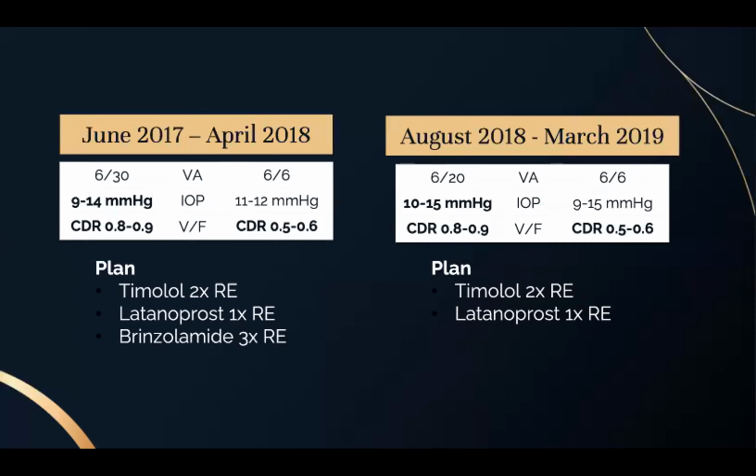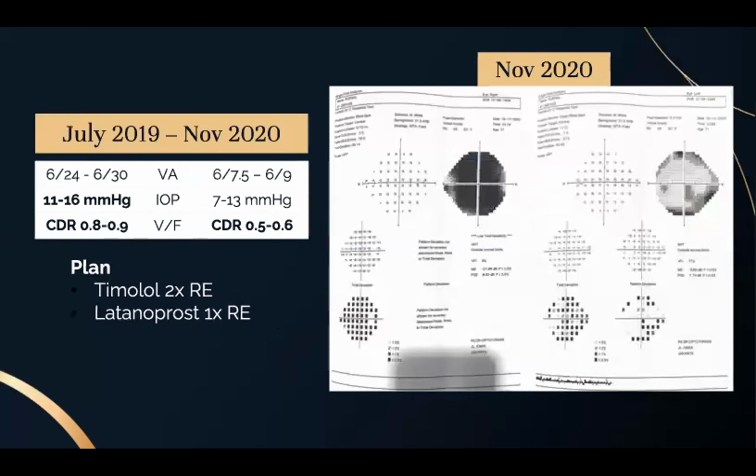From June 2017 till April 2018, the IOP was 9 to 14 mmHg with these three drugs. From August 2018 till March 2019, the IOP was 10 to 15 mmHg. So we tried to stop brinzolamide and give only 2 drugs, and the IOP was around 10 to 15 mmHg. From July 2019 till November 2020, with 2 drugs, the IOP was around 11 to 16 mmHg. The visual field testing in November 2020 of the right eye could not be read due to high fixation loss.